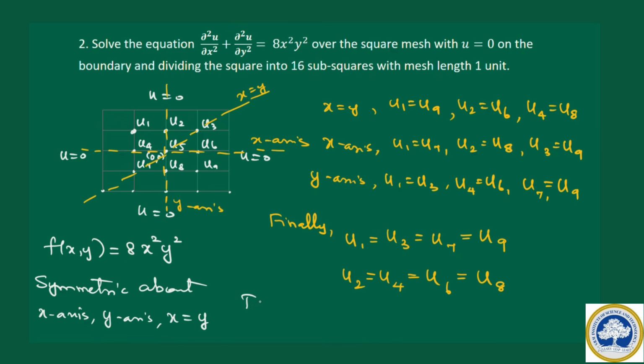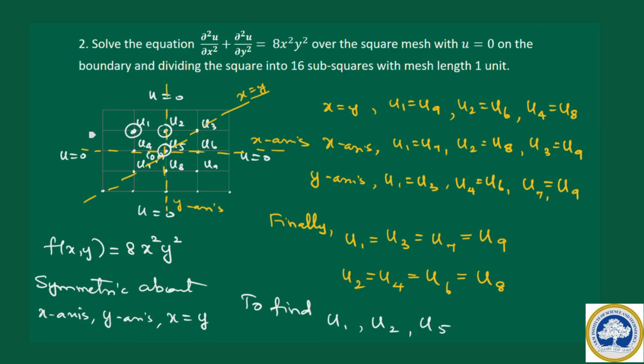So finally, what we have to find here is u1, u2 and u5. Out of 9 values, it's enough to find out 3 values, that is u1, u2 and u5 alone. For these 3 values alone, it's enough to find out the function value.